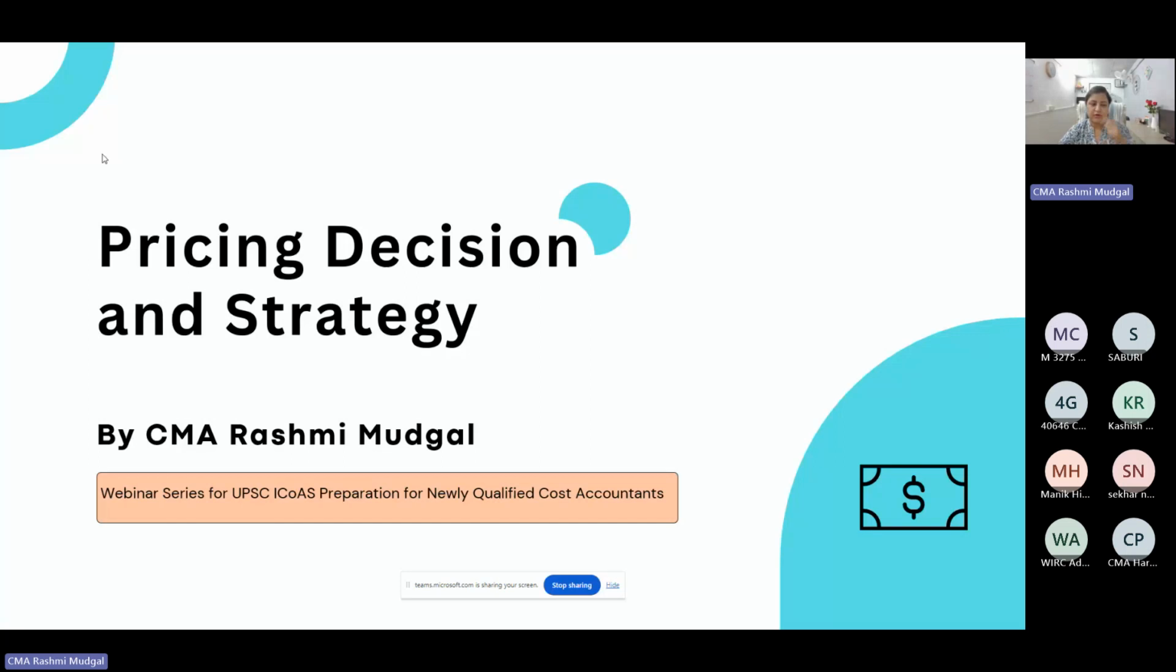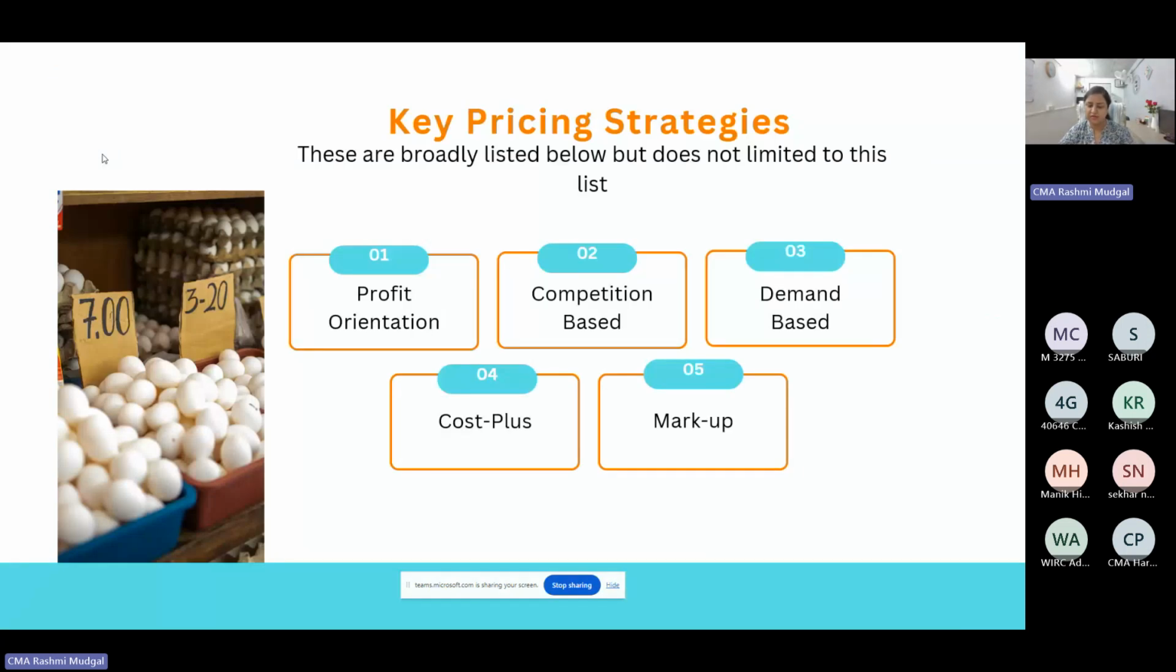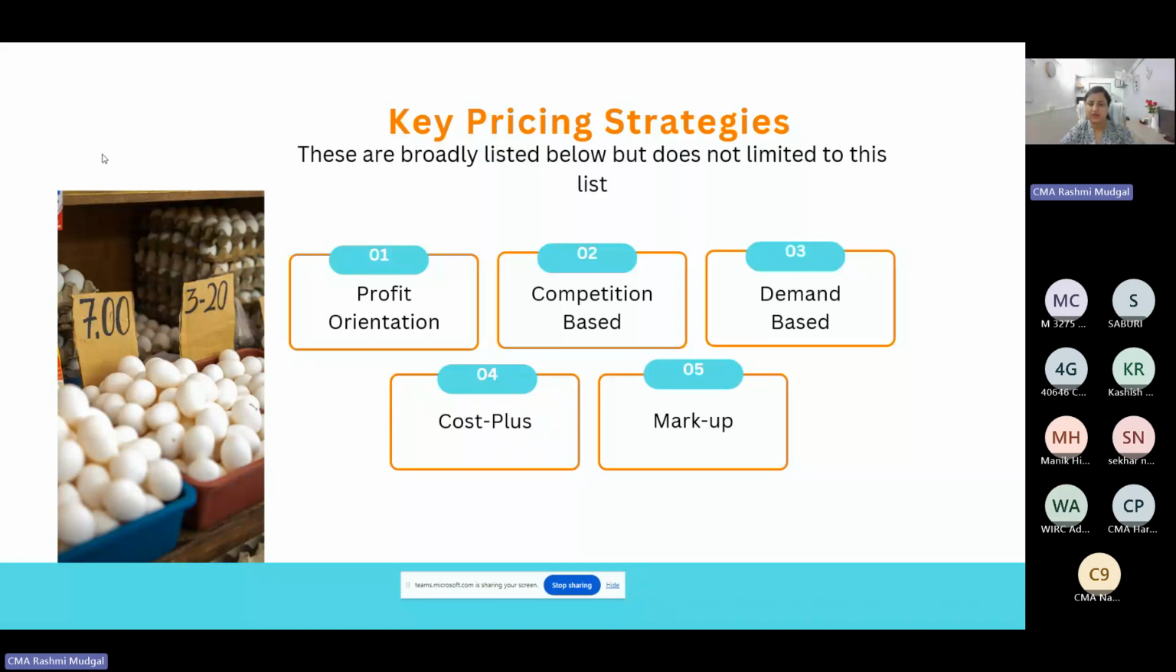Pricing decision and strategy. What kind of strategies need to be taken care of while we are making the decision for the pricing? So firstly, we will look at what the pricing strategies are. There are so many strategies which we have discussed, the cost of production and what kind of cost of production techniques we need to take care of while deciding the manufacturing level as well as what price should be taken. But there are some factors which we need to see. These are five broadly listed.